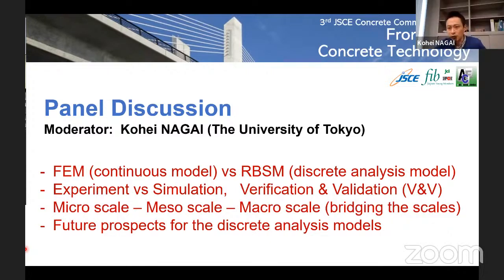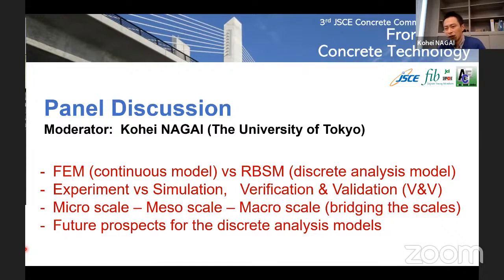Okay, thank you very much. Professor Nakamura showed many applications on the structure side, but Professor Bolander showed the application to early age concrete properties. That is also very important, for keeping the good quality of concrete structures. So we have more futures.